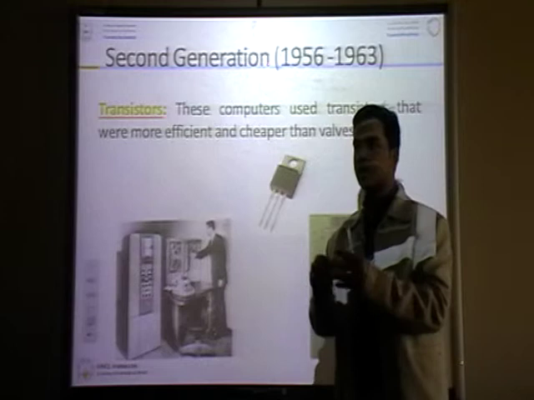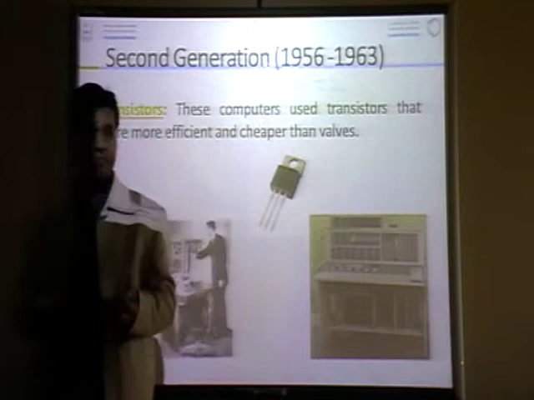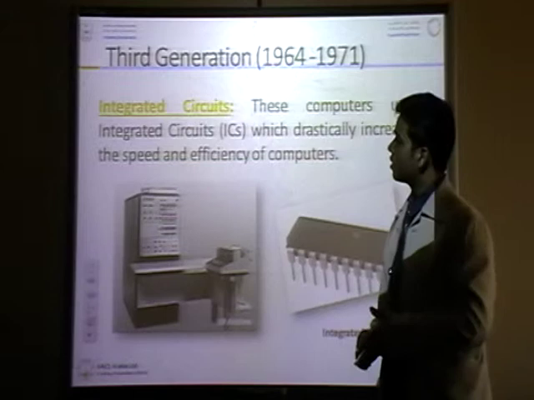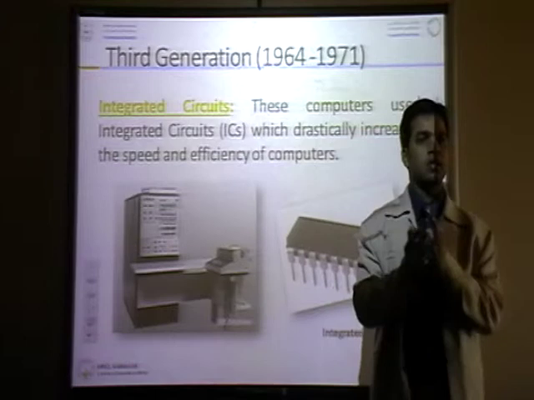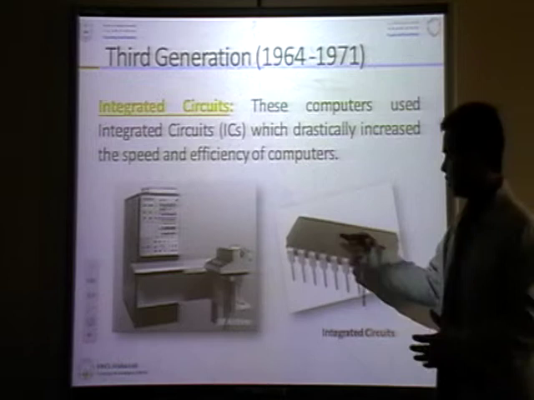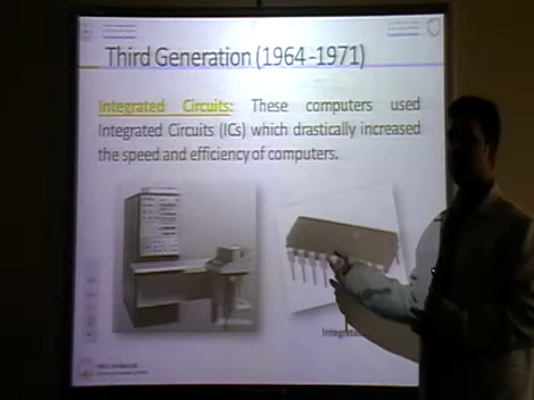That's all. So second generation uses what? Transistor. After that, third generation uses IC. IC means integrated circuit. Integrate means collection, many things together. So many transistors were collected on a single device. That is called the IC. Its name is integrated circuit.